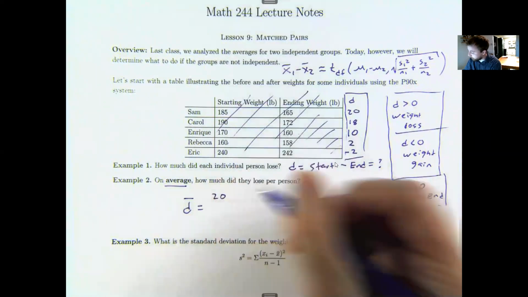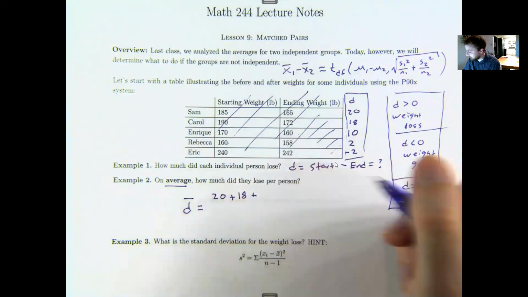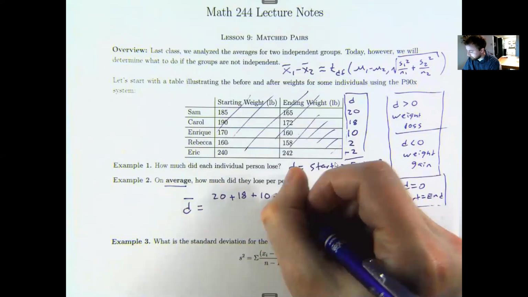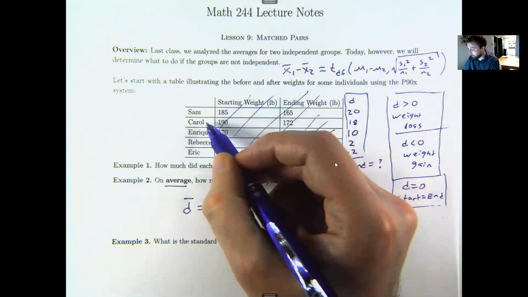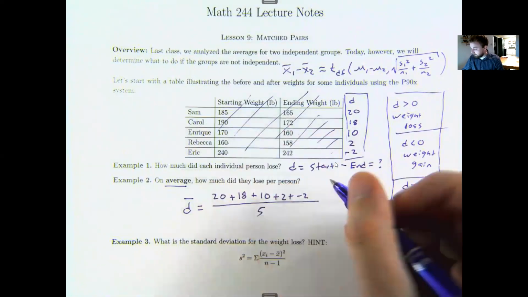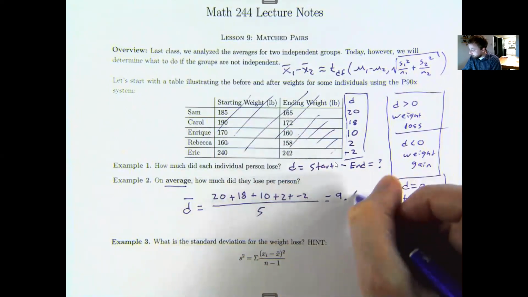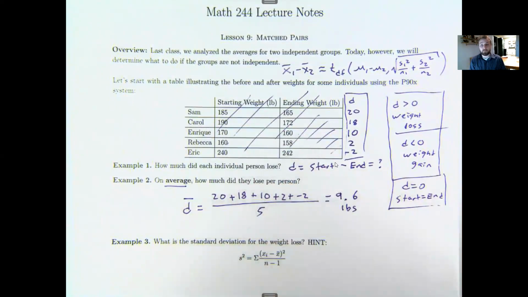For Sam, it was 20. For Carol, it was 18. And I'm adding all of these things up. I'm just finding an average like normal. One, two, three, four, 5 individuals. When I type this into a calculator, I get 9.6 pounds. On average, people lost 9.6 pounds. Pretty good. Now, not everyone lost weight. We saw Eric gained weight.